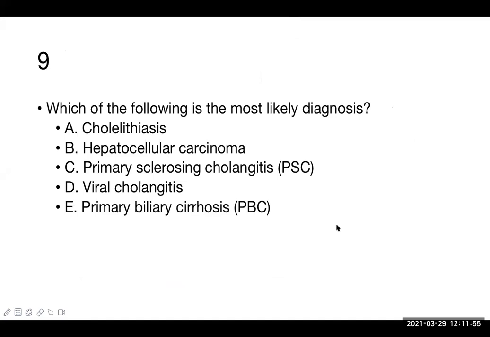Now, which of the following is the most likely diagnosis? The options are: cholelithiasis, hepatocellular carcinoma, primary sclerosing cholangitis, viral cholangitis, or primary biliary cirrhosis. Now you can choose the correct answer. I'm sure every student can choose now if they have listened to my discussion here. Yes, which is the answer? C. Exactly, it's C. It's called primary sclerosing cholangitis, PSC, which is a known feature in case of ulcerative colitis.